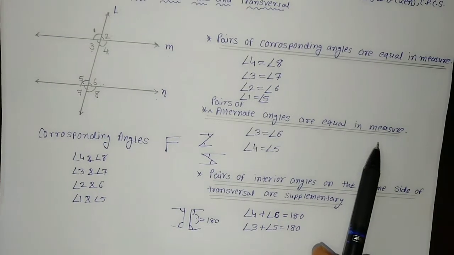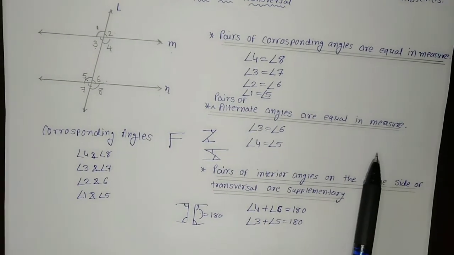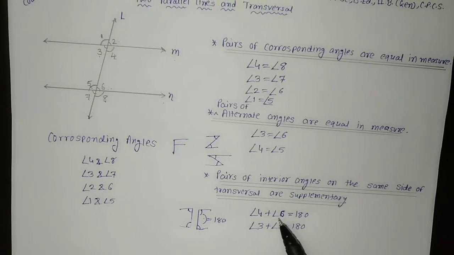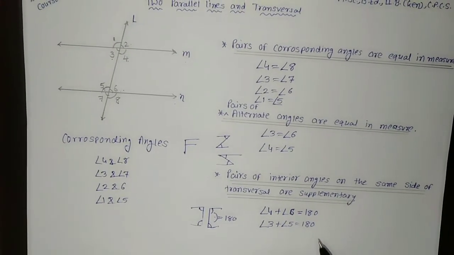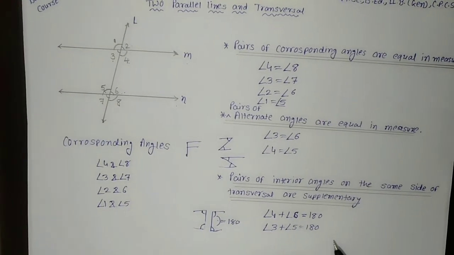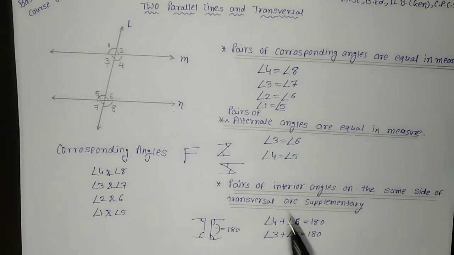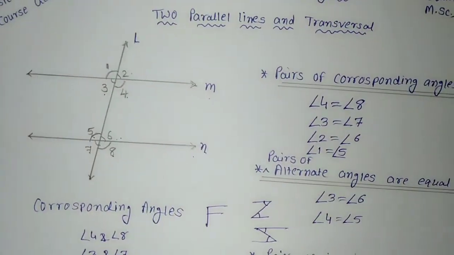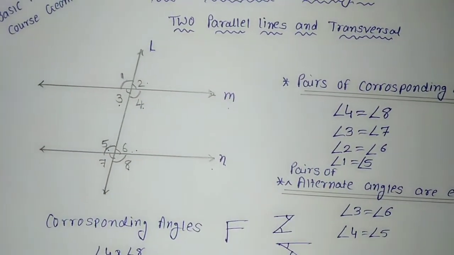Pairs of alternate interior angles are equal in measure, and pairs of interior angles on the same side of the transversal are supplementary, meaning the sum total of both of them would be 180. Let us try to understand it in the figure. Let us see here in this figure. Just imagine, I will give you an example.